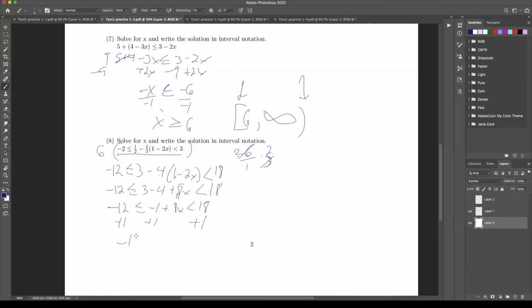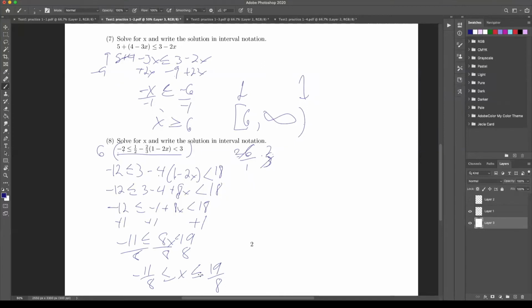So I get minus 11x, 8x plus 19. And then we just divide by the 8. And since the 8 is positive, we don't need to worry. So I get minus 11x less than or equal to x less than or equal to 19 over 8.